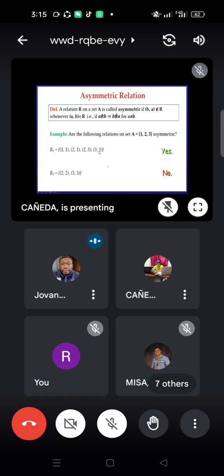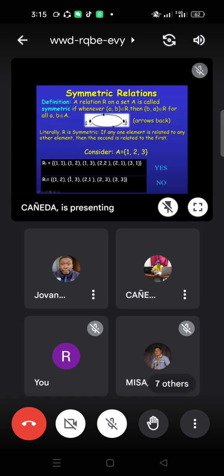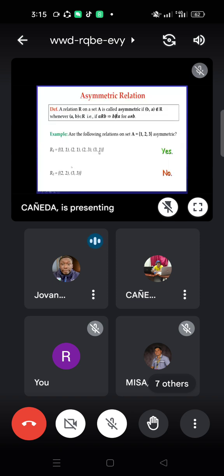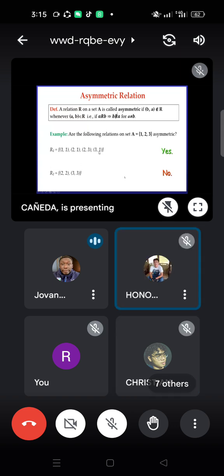Ipakita nato. Nag-change sa klase. Symmetric na. Yes, sir. Dili gyud. Ngano man ni siya? Sa signal, sir. Symmetric. Sige na, what is symmetric?